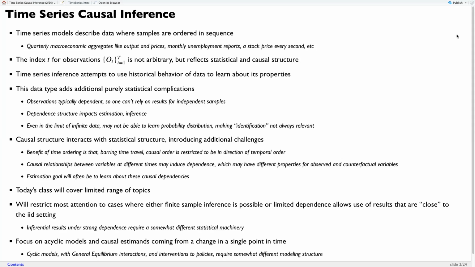So in the cross-section, the index was effectively arbitrary. We called an observation i, but one observation was as good as any other, so the actual number i didn't matter, it was just a unique identifier. Here the actual number matters because it reflects an ordering which may be reflected in both the statistical and the causal structure. And so the goal of inference with time series is to use the historical behavior of the data. So in general, we have data about the past, and our goal is to learn about the properties of the sequence as a whole, and potentially about future values of the series to the extent that we have a probabilistic model that allows us to say something about that.